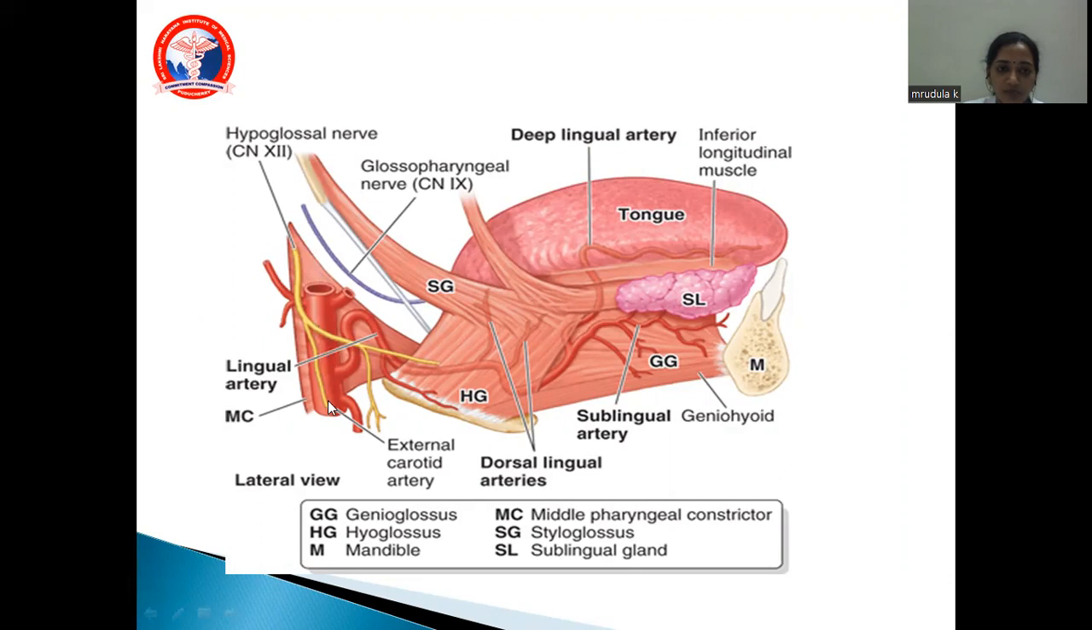So here this is the external carotid artery, which is giving the lingual artery, and which runs in relation to the hyoglossus muscle and gives the dorsal lingual arteries. And here it gives branches to the sublingual gland and also to the tongue as the deep lingual artery. It continues as the deep lingual artery.